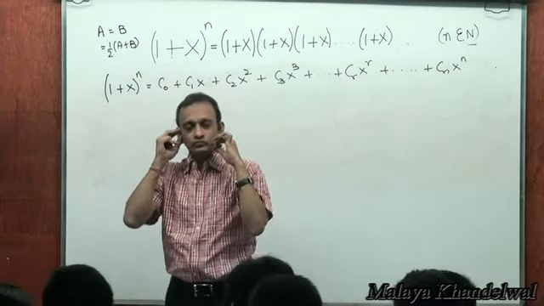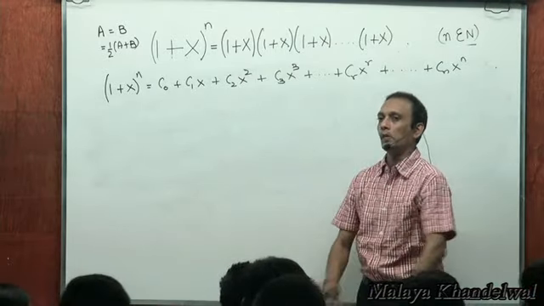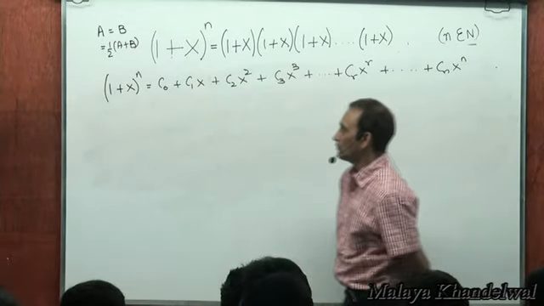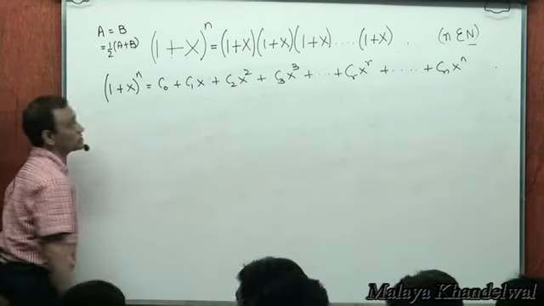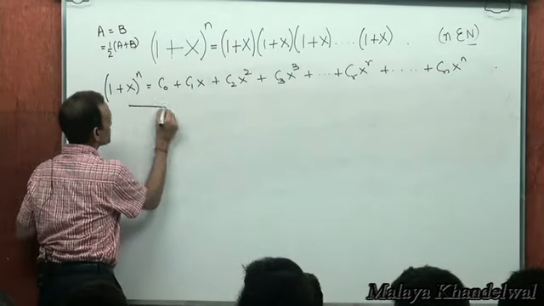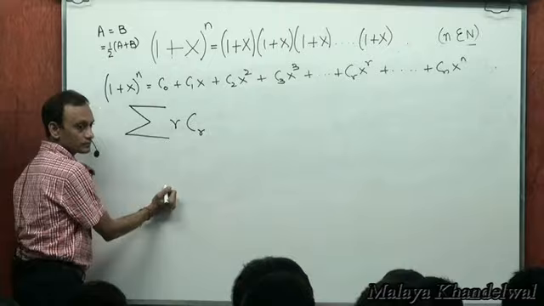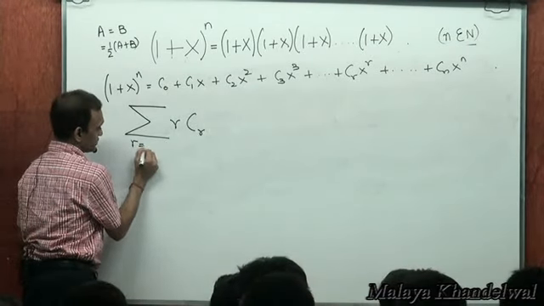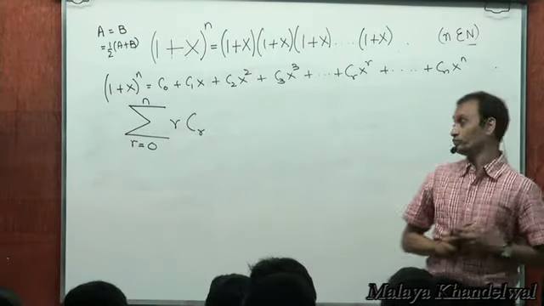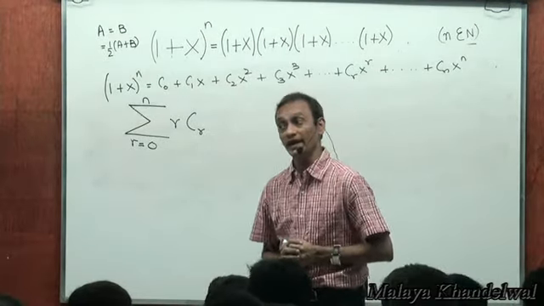Now, look, let me get another result for you. Let me get this summation rCr, r runs from 0 all the way to n. Let me get this result for you. Summation rCr, r runs from 0 all the way to n.